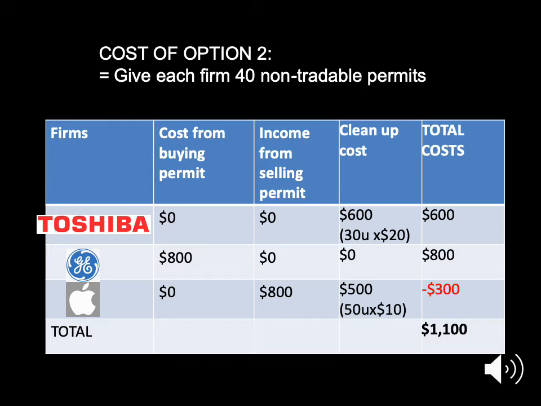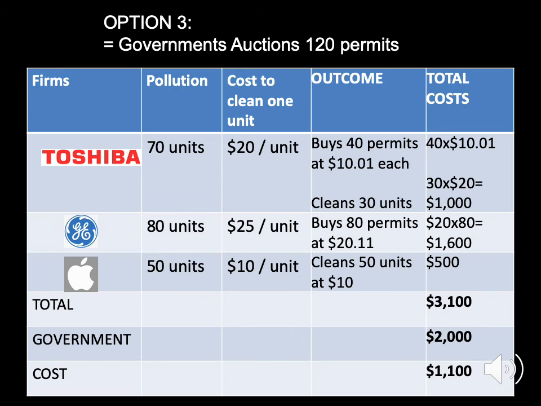So when the firms are able to trade with each other, then what happens is that the most efficient firm, which in this case is Apple, will do the cleaning, while the most inefficient firm, which is General Electric, will get the permits. And General Electric will be willing to pay Apple to do this.